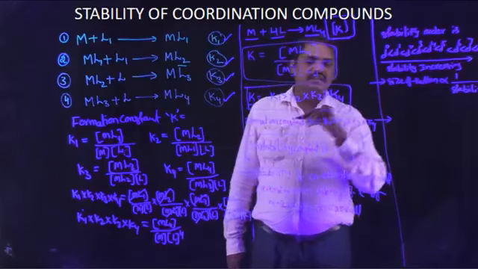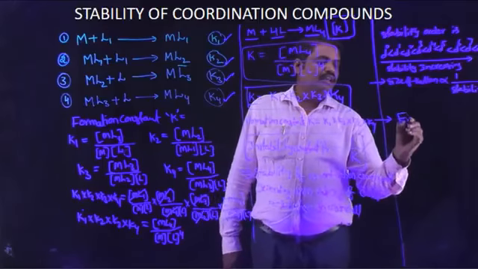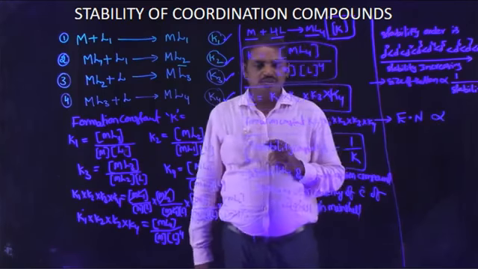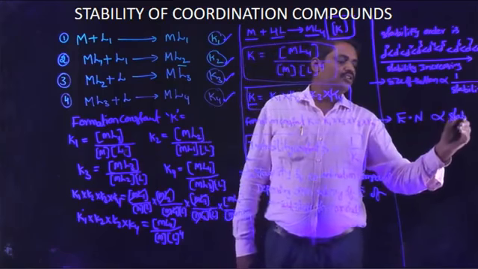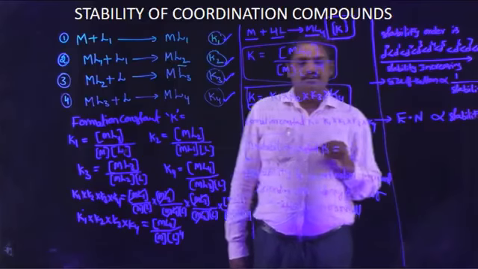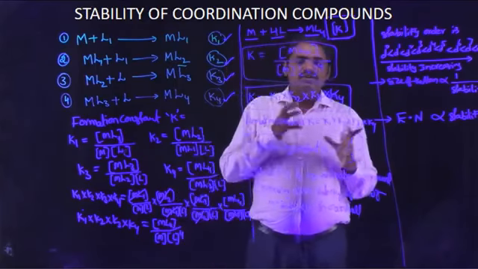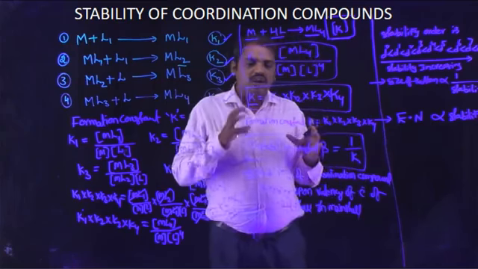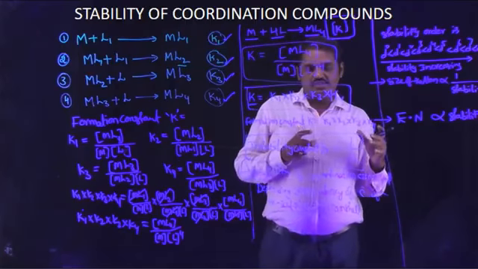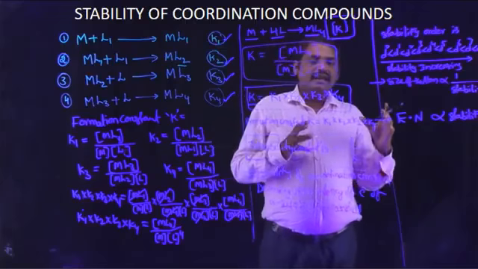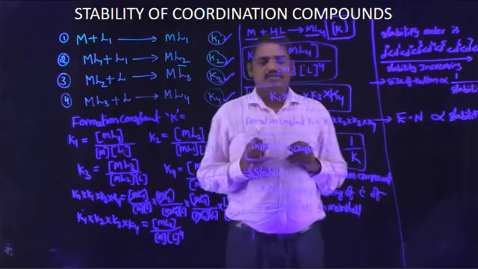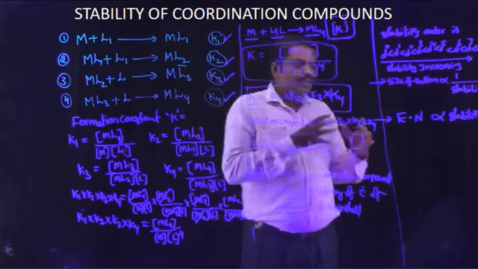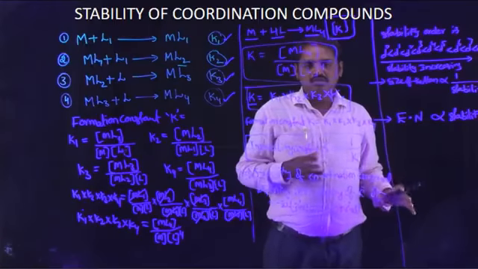And the next one: the electronegativity of the central metal atom in the given coordination compound. The electronegativity of the central metal atom is directly proportional to the stability of the coordination compound. In general, for coordination compounds, when the electronegativity values of the central metal atoms increase, stability also increases. When the electronegativity values decrease, stability also decreases.